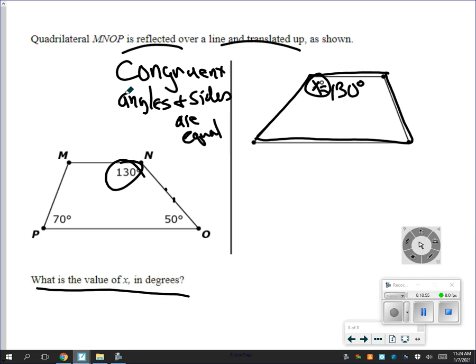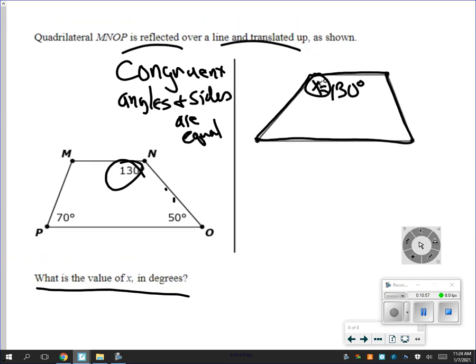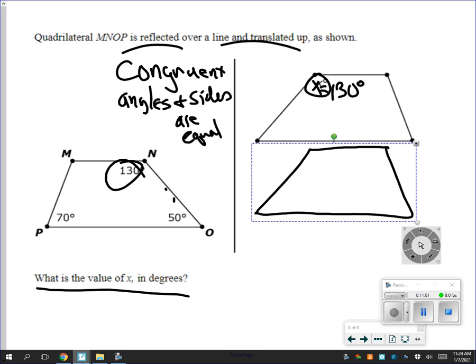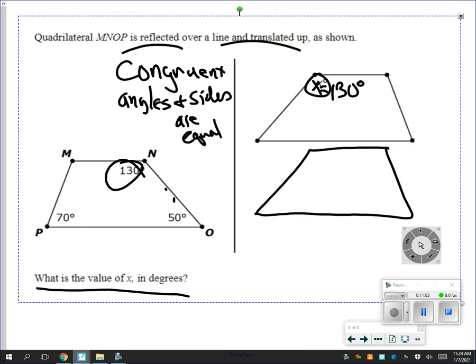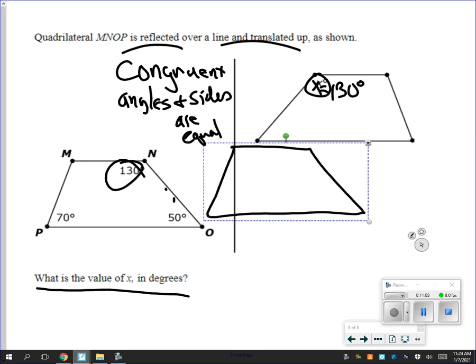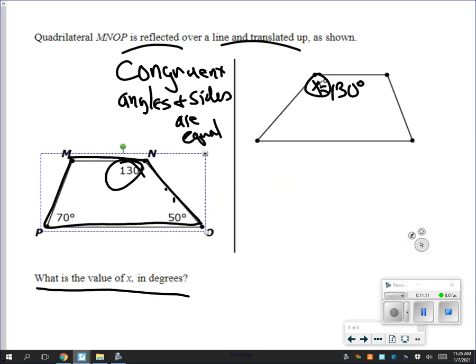And let's just say I move the whole thing. Take that shape, translate it, and then I reflect it. So flip is another way to say reflection. And I matched up. There's that 130 right there with that. So those two angles are 130. So the angles still match up.